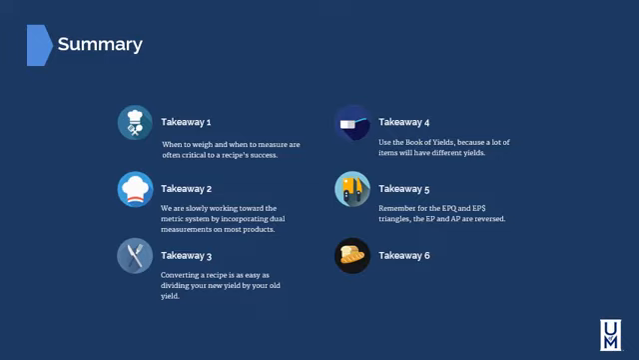Remember, for the EPQ and the EP dollars triangle, the EP and the AP are reversed. And six, know your food costs. Be aware the cost will change when the price of the ingredient changes. So when the price of meat spikes up, your food cost is going to spike up, which means you're going to get less of that dollar. Your percentage is going to go up. You're going to get less of that dollar in return.